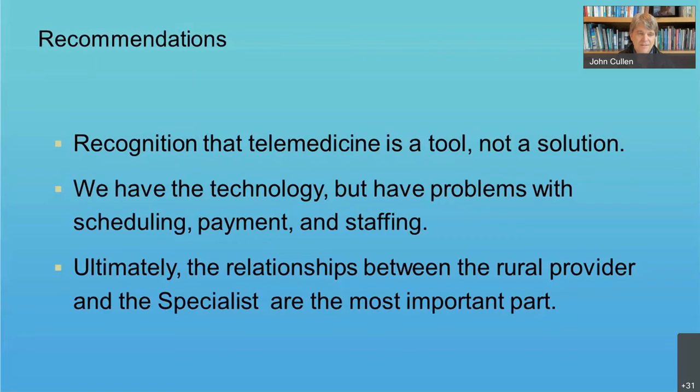And we don't have to really focus on the technology. We've got the technology. We don't really need the robots and things like that, as exciting as those are. What we really need is those networks, and this ability to schedule and staff is, I think, the most important thing. And ultimately, that relationship between the rural provider and the specialist has been mentioned multiple times during this conference. It must be the most important part.